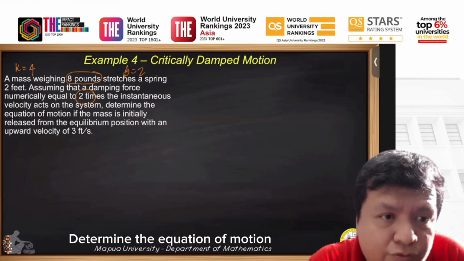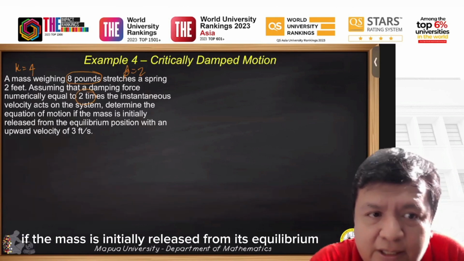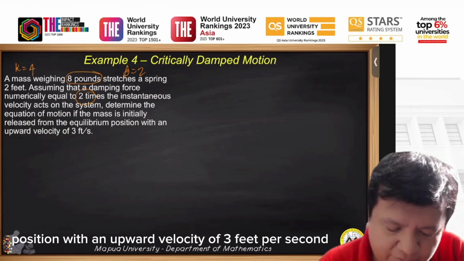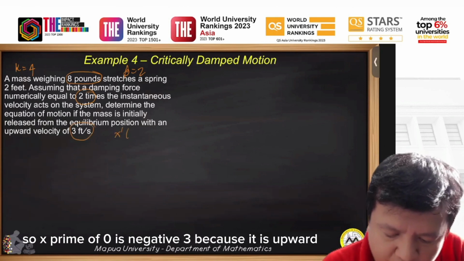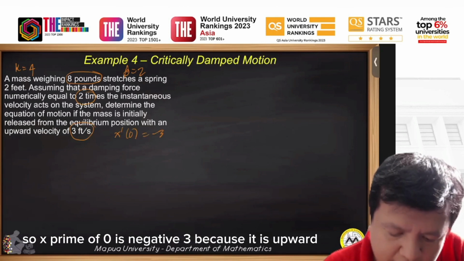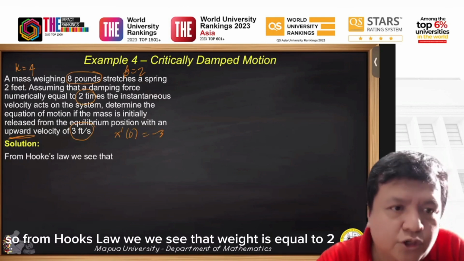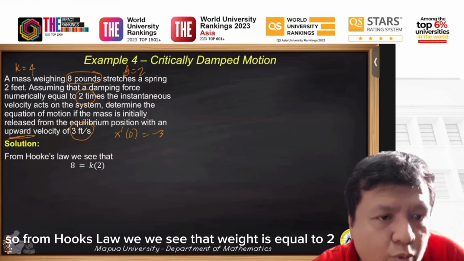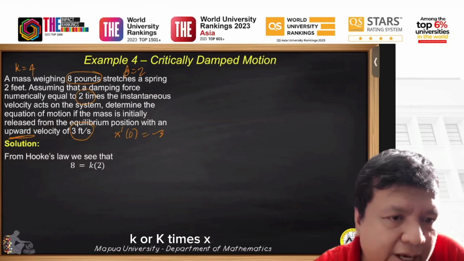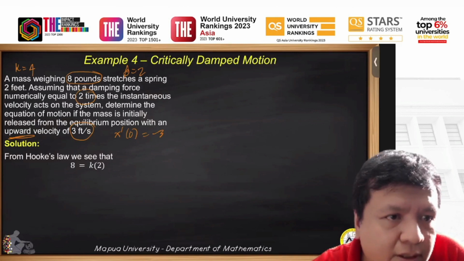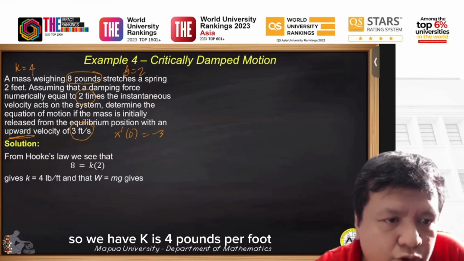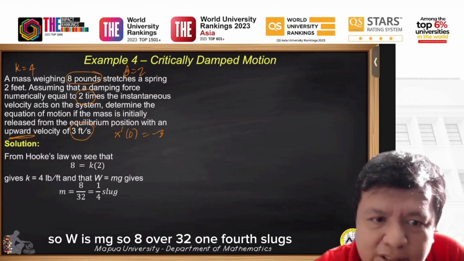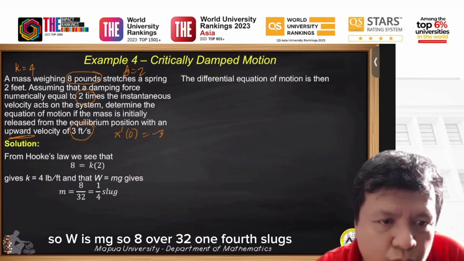Determine the equation of motion if the mass is initially released from its equilibrium position with an upward velocity of 3 feet per second. So x prime of 0 is negative 3 because it is upward. So from Hooke's law, we see that weight is equal to k times x. x is 2 feet. So we have k is 4 pounds per foot. So W is mg, so 8 over 32, 1/4 slugs.